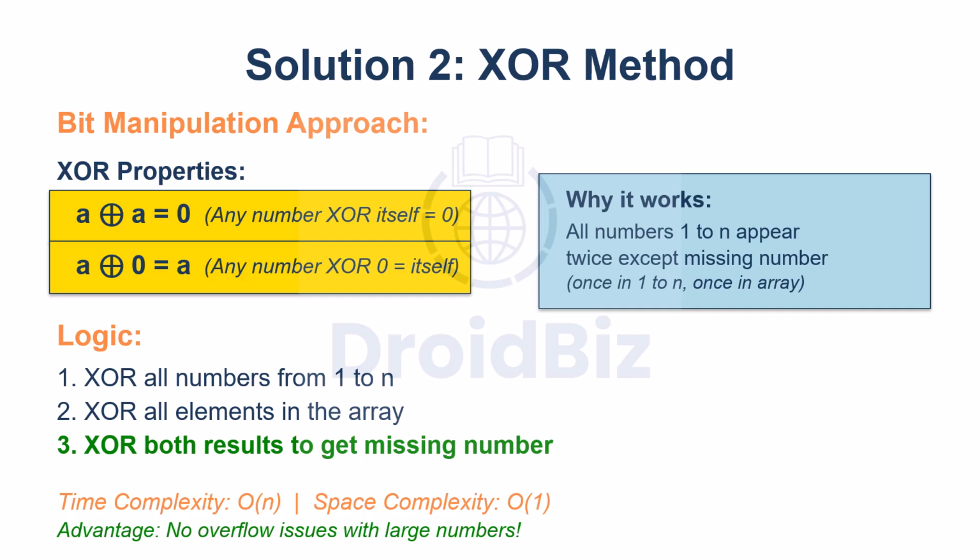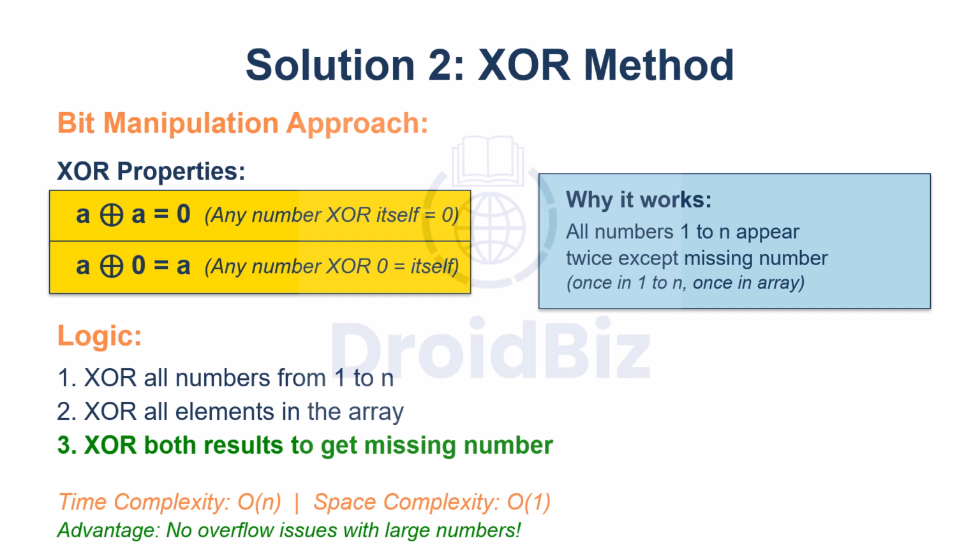Look at the blue box on the right. When we XOR numbers from 1 to n, and then XOR the array elements, all numbers that appear in both places will cancel out to 0 because a number XOR itself equals 0. The only number that doesn't cancel out is the missing number because it only appears once in the range 1 to n, but not in the array.